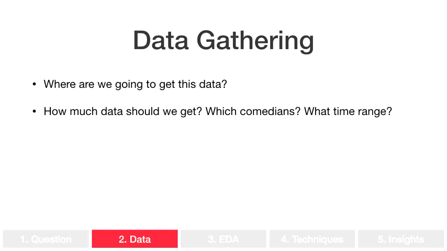question is, how much data are you going to get? So I said I wanted to compare Ali Wong with other comedians. So how would you decide how many comedians to compare her to? Just take the top 10 movie comedians. So who are the top 10 comedians? How would you define that?